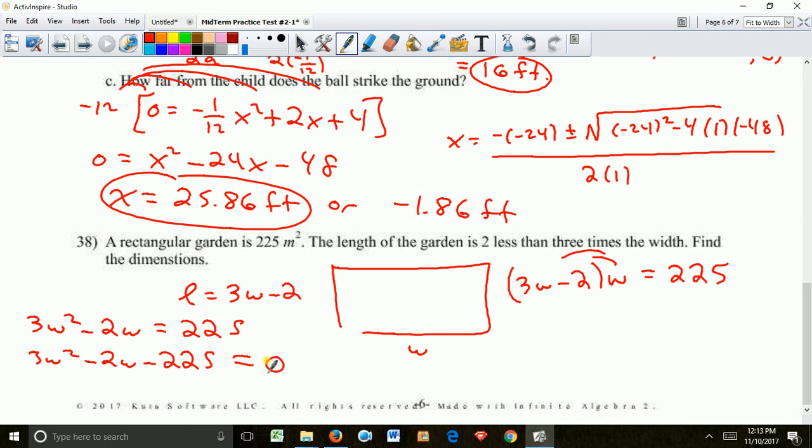You can solve by completing the square. You can also solve using the quadratic formula. Hang on just 1 second, I'll give you the solution. I believe w is 9, but I'll double check that.